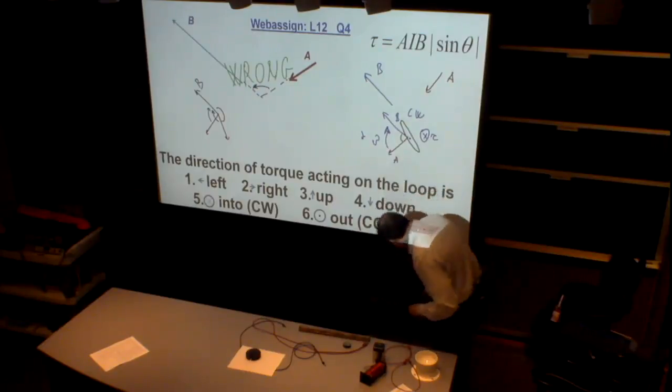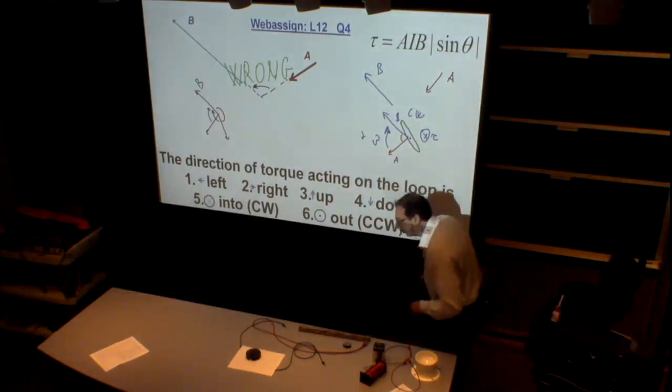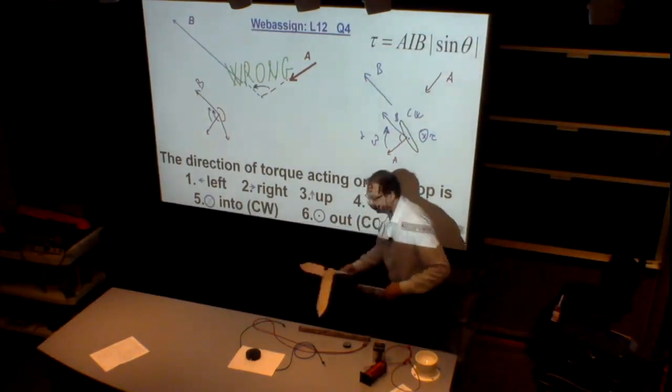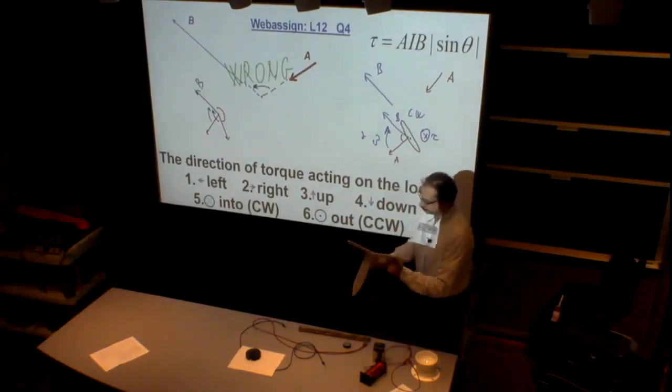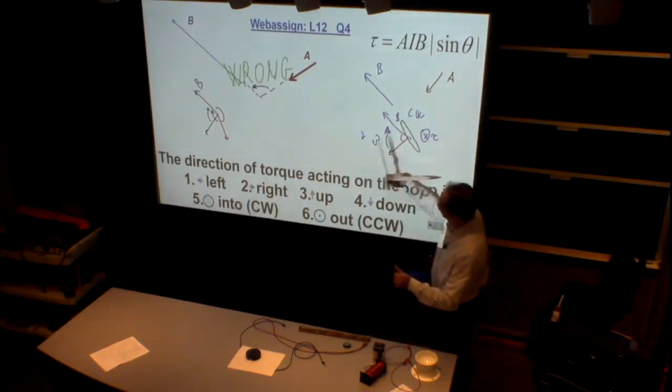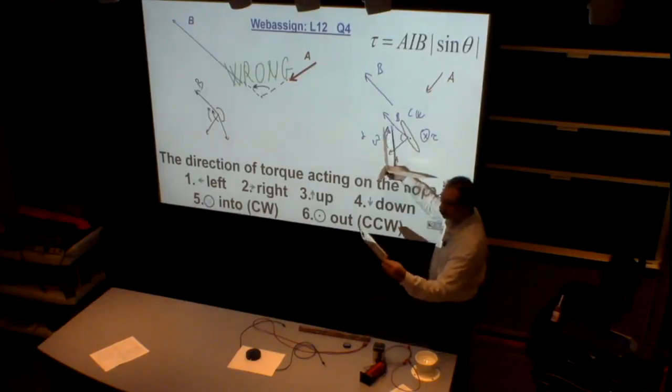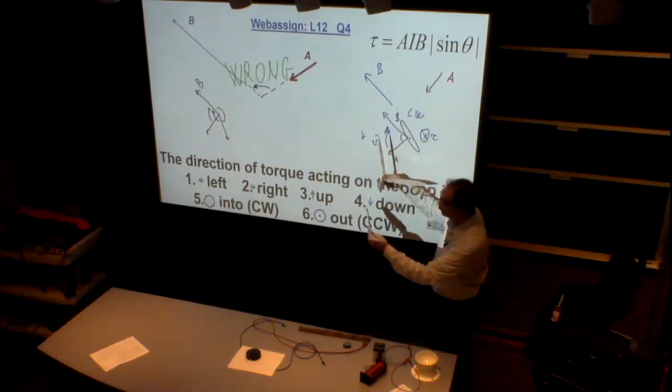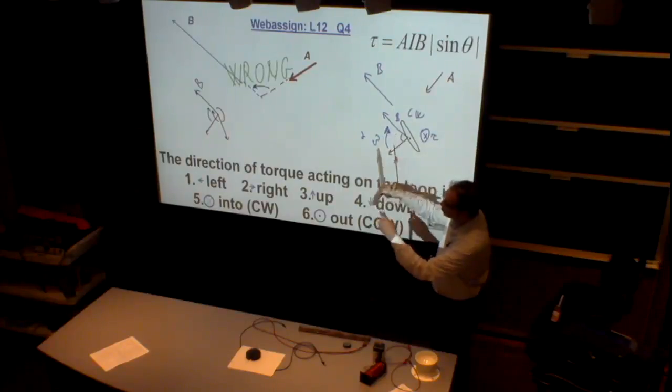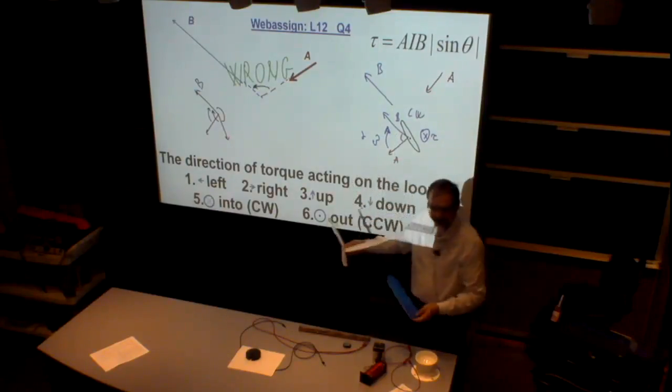So if I used the standard Cartesian reference frame, x, y, z, torque relative to this reference frame would have been negative because it points opposite to z direction.